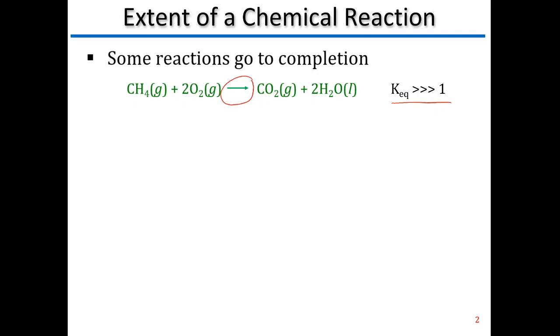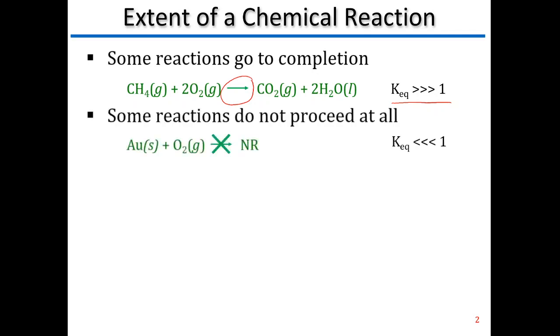So here we have a combustion reaction where we have methane reacting with oxygen to give us CO2 and water. With this type of reaction, basically all of your fuel is going to be burned up. So we know that it's going to lie completely towards the product side. And hopefully if everything's done right, we'll have no reactant left over.